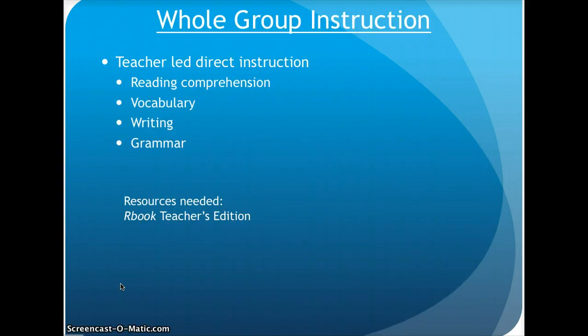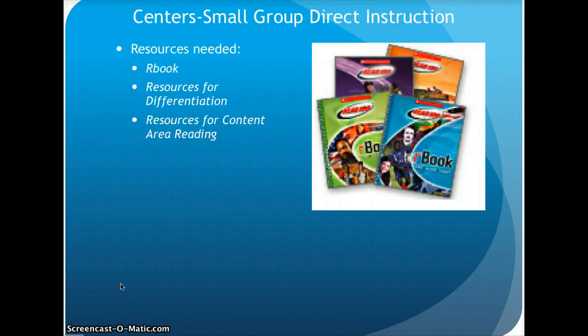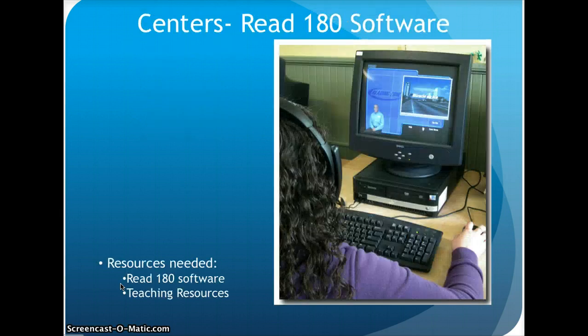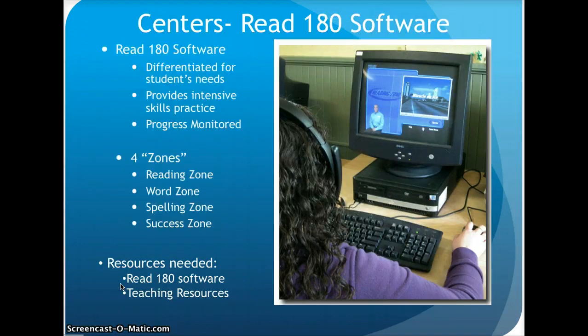Teachers begin the day by providing 20 minutes of systematic instruction in reading, writing, and vocabulary to the whole class. Next, the class moves into centers. In the small group direct instruction center, the teacher works closely with students and uses data from the software connected to students' computer work to target instruction. Another center uses the Read 180 software. Students use the software independently, providing them with intensive, individualized skills practice.